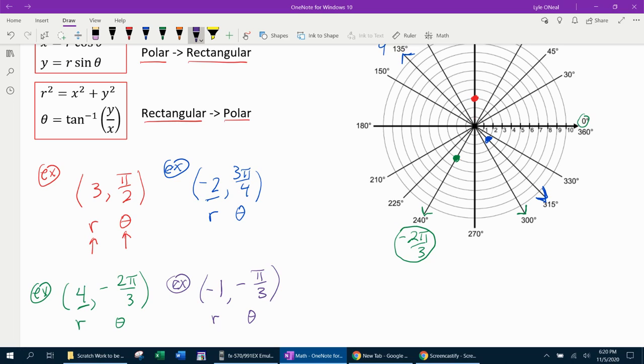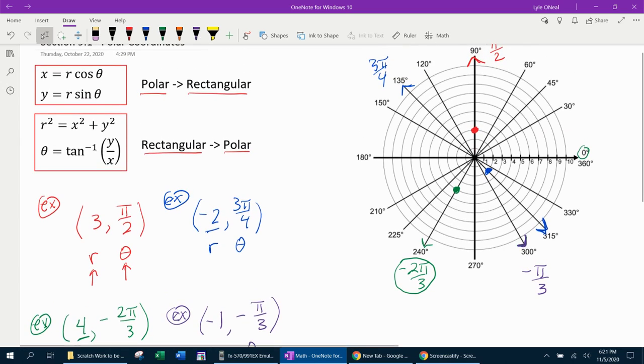So what do we do first? We do the angle first. Negative pi over 3 is going to be in the same direction as 300 degrees. Remember, negative angles go clockwise. And our radius is negative, which says don't go in that direction, go opposite. And if you can see, right there is where that point is going to go, in quadrant 2.